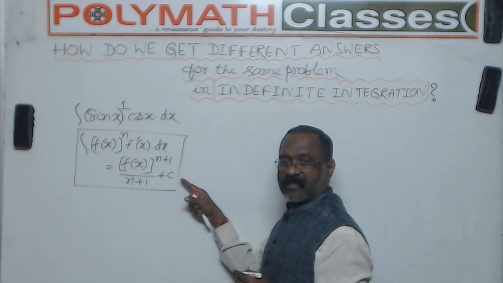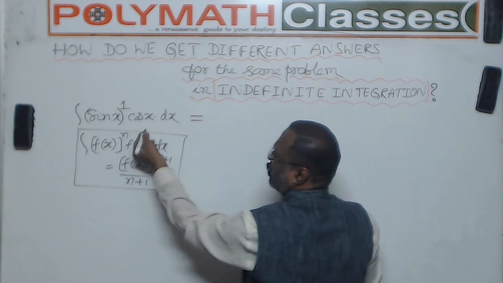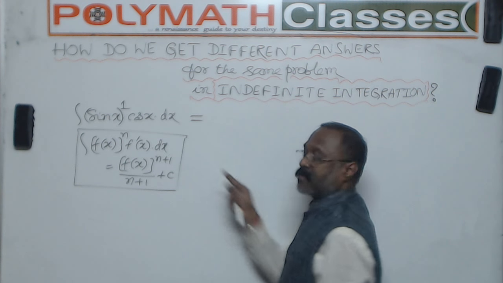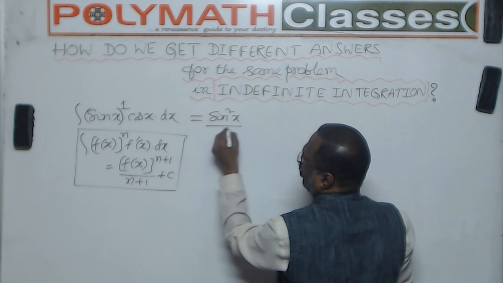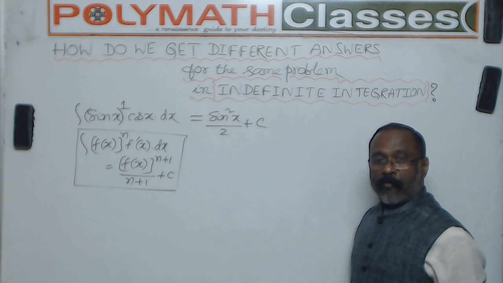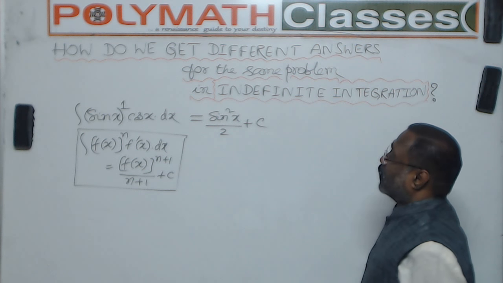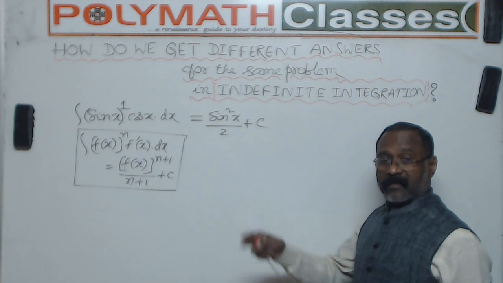Now, if you apply the same formula to this one, f(x)^1 into f'(x), because the derivative of sin x is cos x, it is simply sin square x divided by 2 plus c is the answer we get. Now, let us work out the same problem using another method.